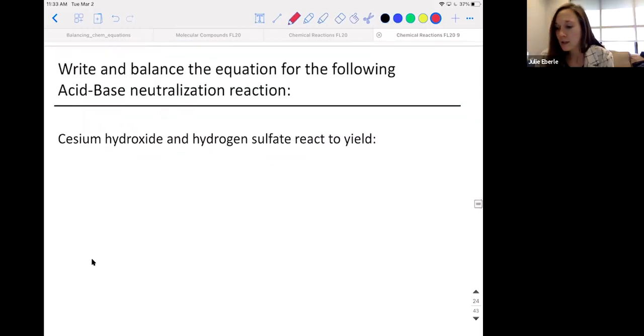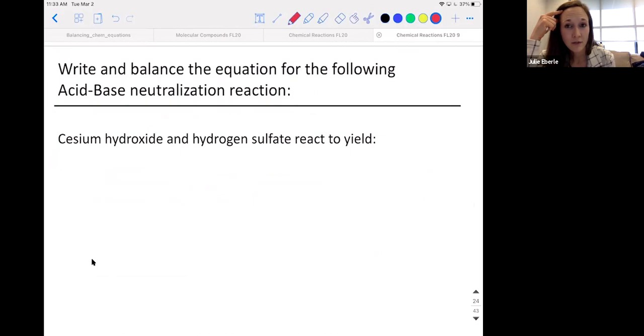Okay. So let's do a practice problem. Write and balance the equation for the following acid-base neutralization reaction: cesium hydroxide and hydrogen sulfate. Cesium hydroxide. So here I'm actually wanting you to write out the formulas for your reactants as well. So you're going to need a periodic table probably.